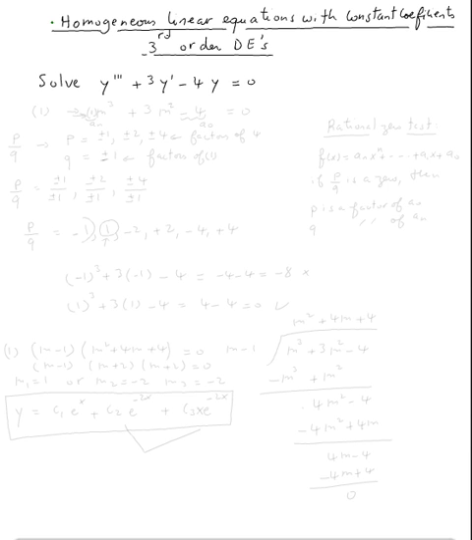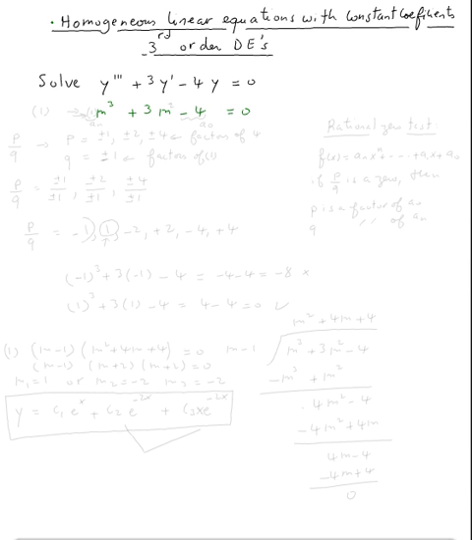The topic is homogeneous linear equations with constant coefficients, and this is the case of third order DEs. So let's do this example. We're trying to solve the third derivative of y plus 3 times the first derivative of y minus 4y equals 0. So again, the first thing we do is write the auxiliary equation. In this case, it's going to be m cubed plus 3m minus 4 equals 0.